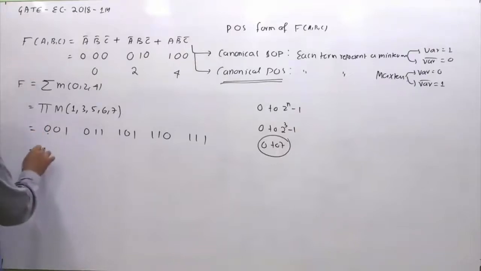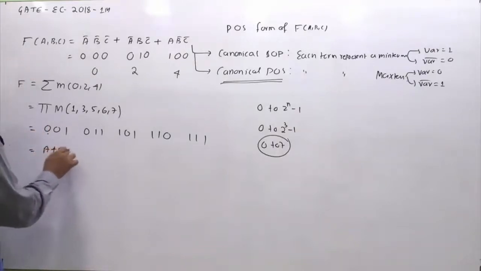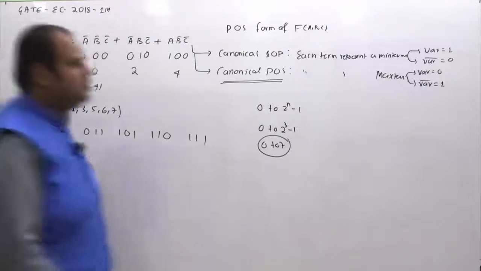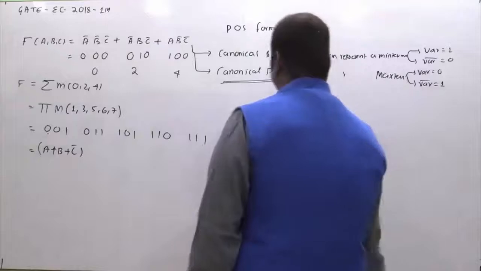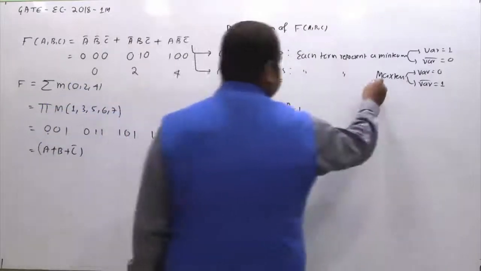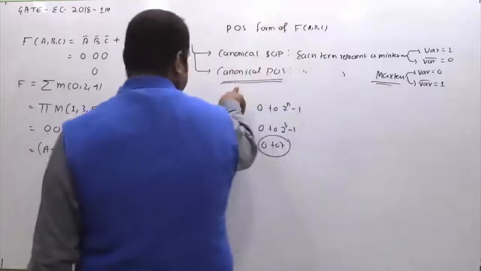So the first variable is A, then plus B and plus this is 1. So I should take complements, right? Because 1 is equivalent to variable bar, 0 is equivalent to variable. Again I am telling because we are dealing with max terms. So because we are dealing with max terms, the equivalent form is canonical POS.